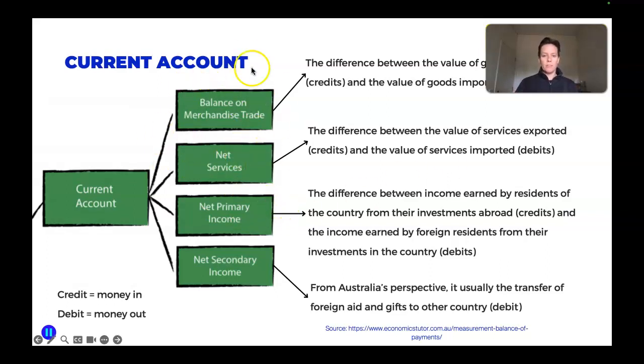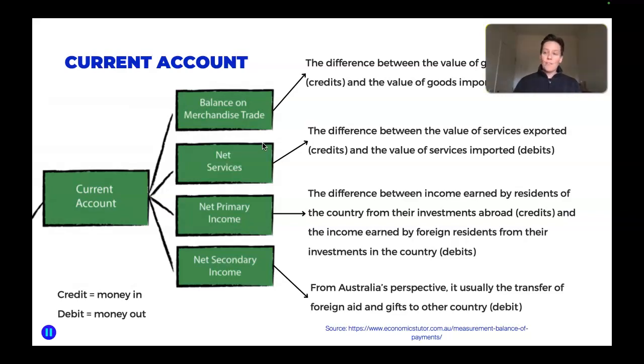So together, the balance of merchandise trade and net services make up the import and the export of all your goods and services. And to simplify things, the balance of merchandise trade and net services is sometimes collectively referred to as the balance of goods and services. So if you ever hear that you're dealing with the balance of goods and services, it's talking about these 2 sub-accounts.